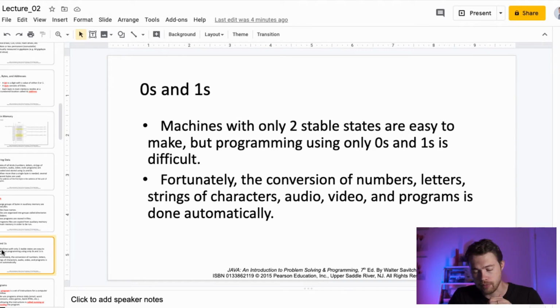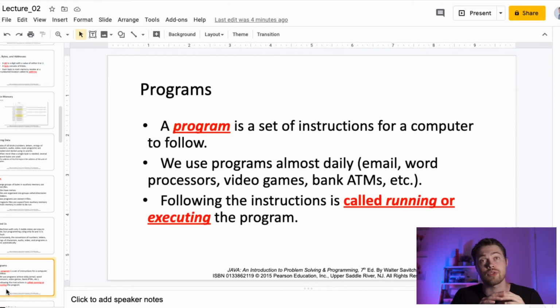Fortunately, conversion of numbers, letters, strings, characters, audio, video, and programs is done automatically, seamlessly. You don't even realize that it's actually happening. A program is a set of instructions for a computer to follow. We use programs almost every day: email, word processor, video games, bank ATMs, all that stuff. Following the instructions is called running or executing the program. So when you hit the run button, you execute the program.